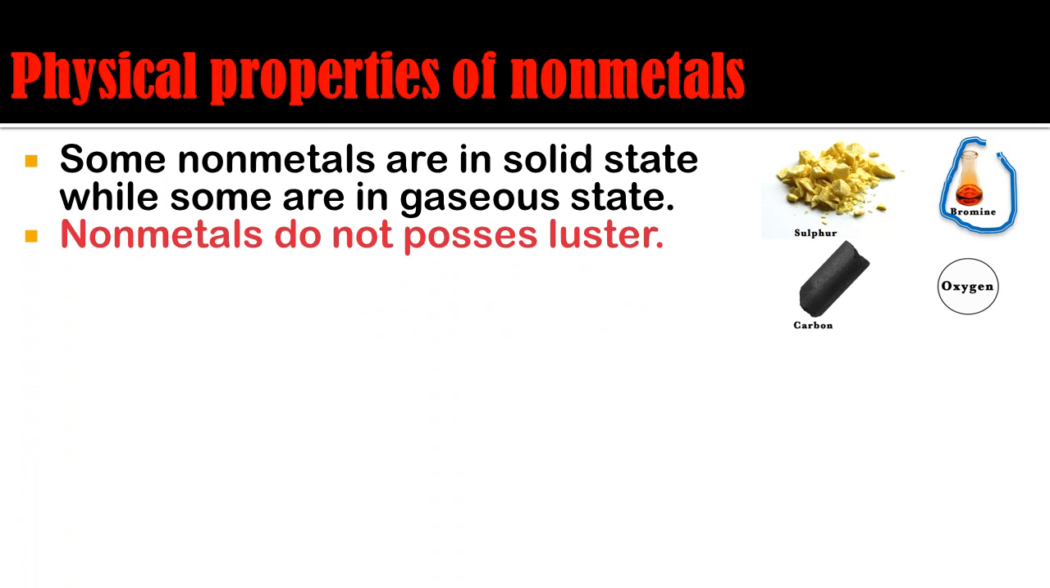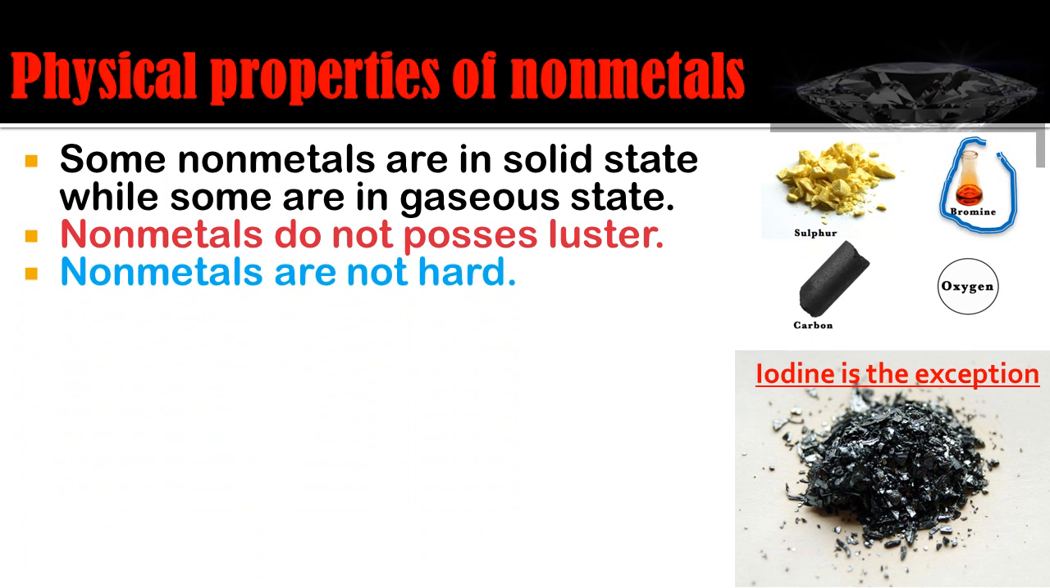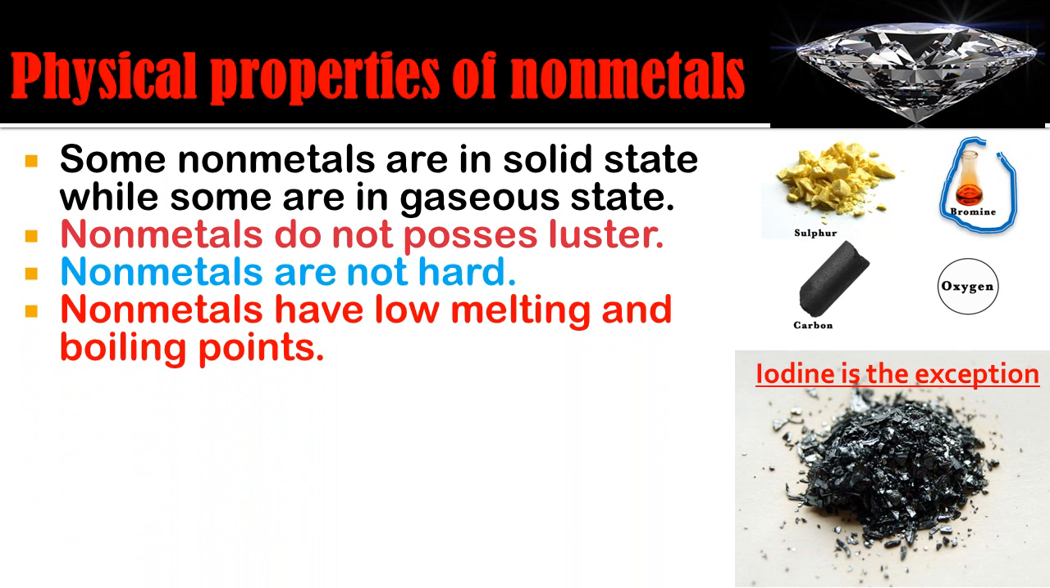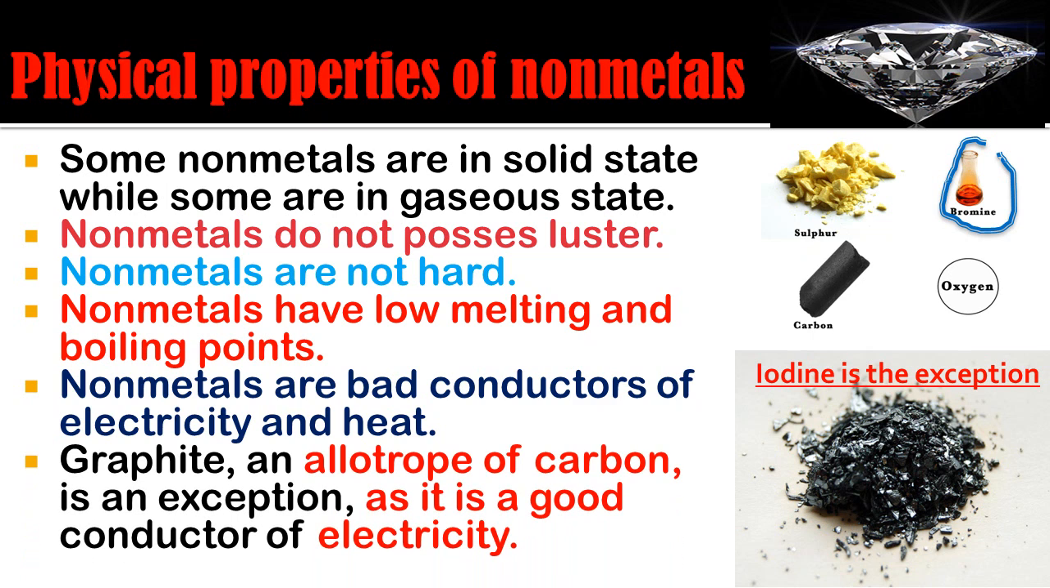Alright, and non-metals do not possess luster, that means they do not have the ability to shine. But iodine is an exception, as its crystals are shiny. And non-metals are not hard, they are soft, and diamond, which is an allotrope of carbon, is the exception. Non-metals are bad conductors. Non-metals have low melting and boiling points, and are bad conductors of electricity and heat. Graphite, an allotrope of carbon, is an exception, as it is a good conductor of electricity. Graphite is used as the lead of a pencil. So these are good conductors of electricity.